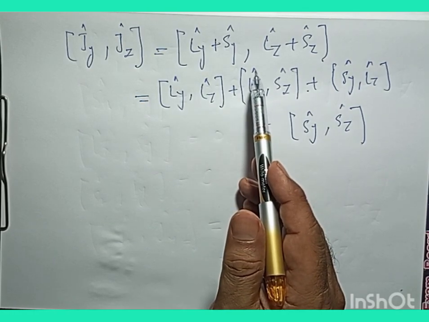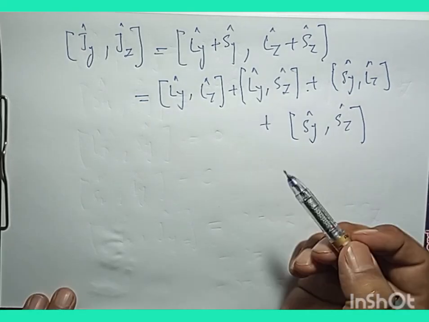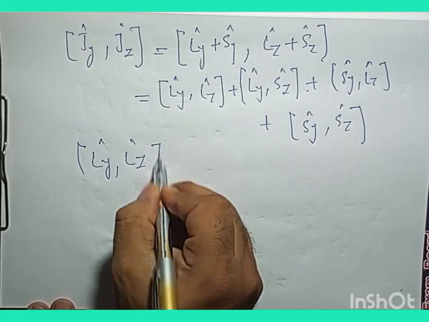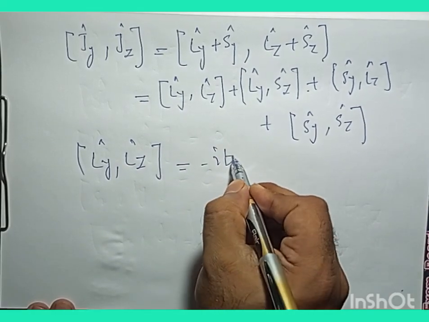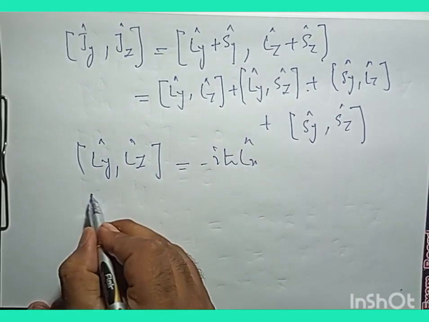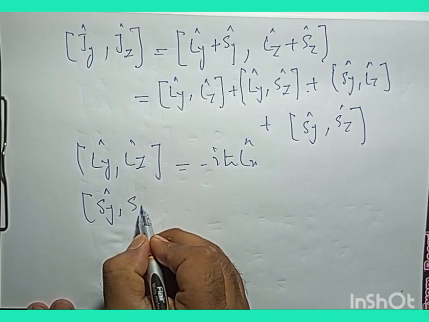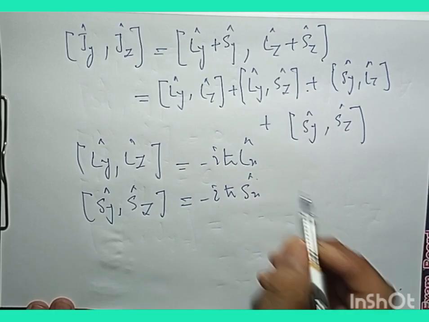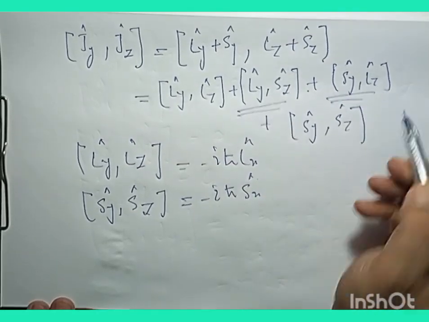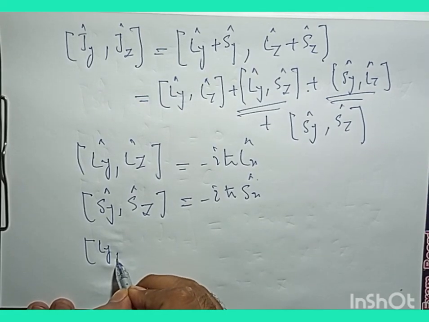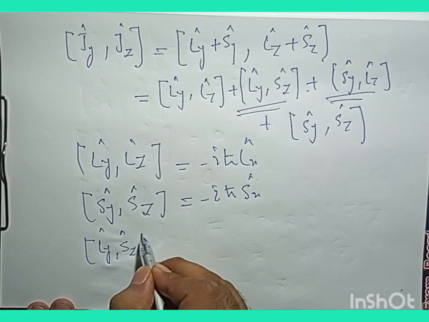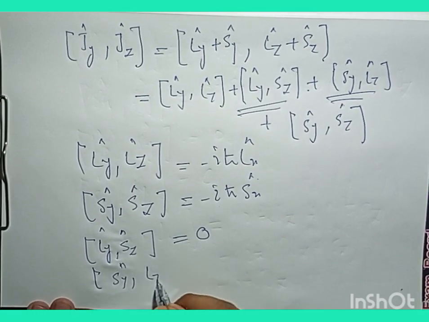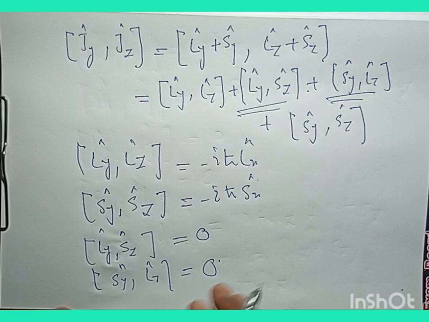And what we know here, in the similar fashion as we discussed in the past, is that this commutation of Ly and Lz gives us minus iħ Lx cap. And Sy, Sz gives us minus iħ Sx cap. Then these two, Ly and Sz, commute with each other, and we have 0 for this. And similarly for Sy cap, Lz cap, we have 0. That should be the case.